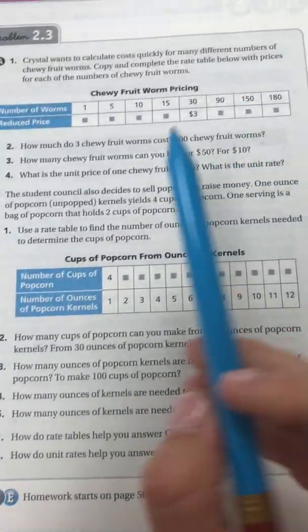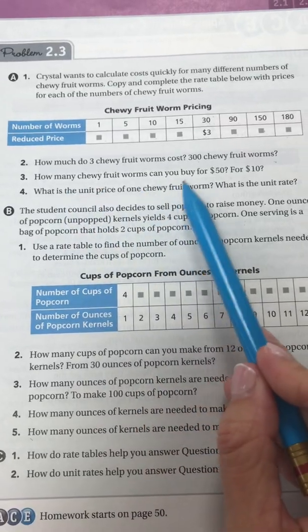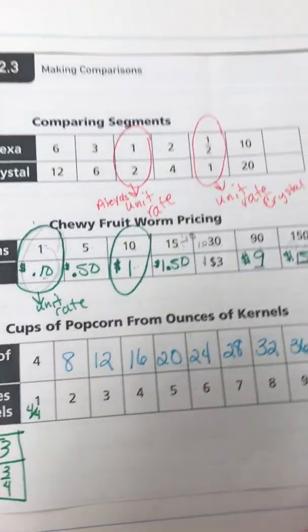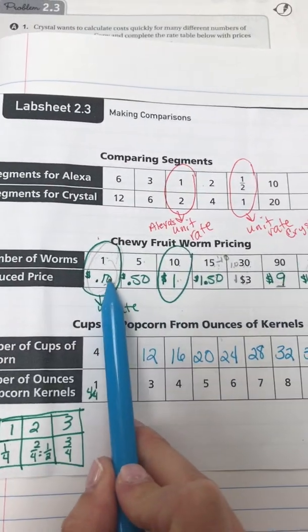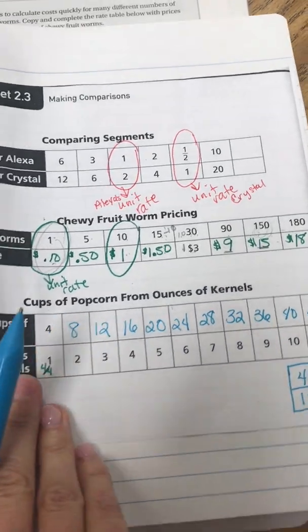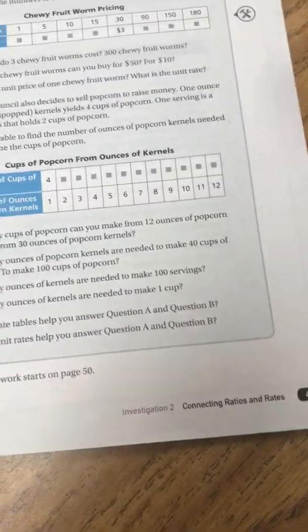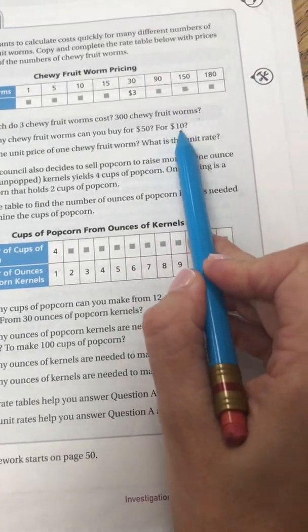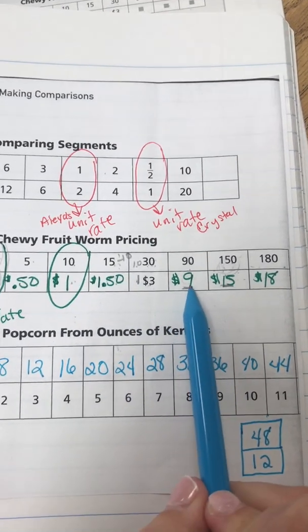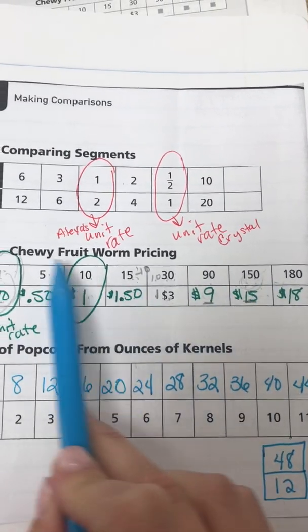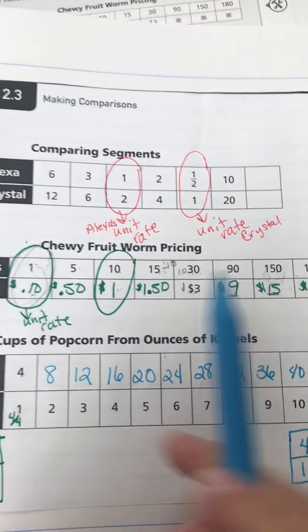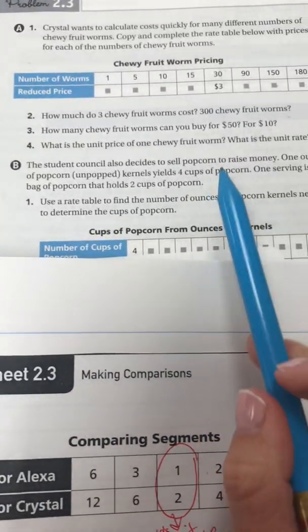All right, A3 is a very similar problem. How many chewy fruit worms can you buy for $50? Well, if I look at my chart, I don't have $50 anywhere here, okay? So how would I figure that out? And then it also says for $10, okay? Again, on my chart, I don't have $10 on here, but I do have $9, okay? So use the information on your chart to help you figure out how much money or how many worms you could buy for $10 and then $50, okay?